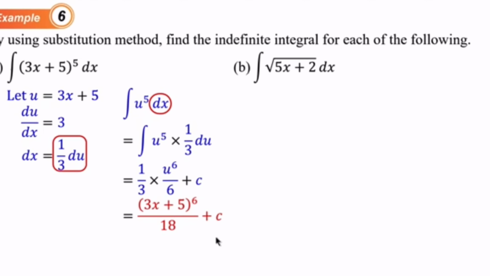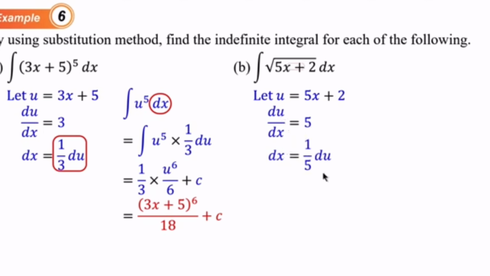So finally, you will get the answer, and you have to substitute back u as 3x plus 5, alright? So let's see b. For this one, we will write u as 5x plus 2, and du/dx will be 5, right? Because you differentiate the 5x, you will get 5. So that means dx is 1 over 5 du, alright?